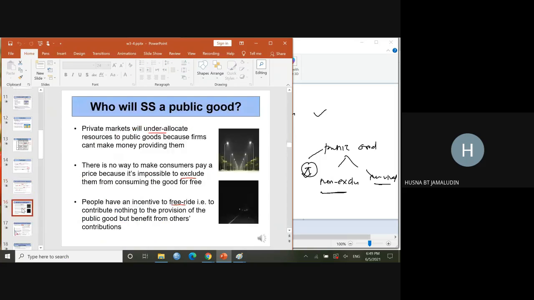Okay, so the answer is here. Who will supply a public good? Definitely the government. And we also have the problem of free riders. Even though they didn't pay for it, they still can enjoy the benefits of the public good. That's why only the government can provide this public good, because definitely the government cannot get money from it, but they have to supply it for the benefit of society. Okay, next one, slide number 17.